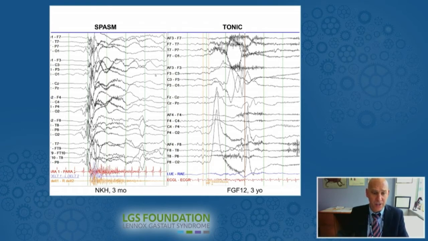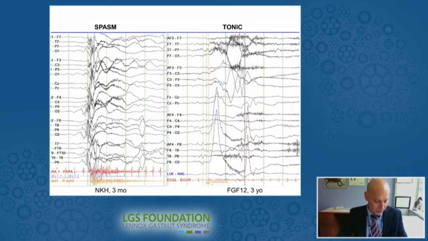and tonic seizures. Here are two EEGs from two vastly different patients: a patient with NKH currently hospitalized right behind me, a 3-month-old with really very forcible spasms. And here's a patient, I think discharged by now, a 3-year-old with an FGF12 mutation with tonic seizures. This EEG is a bit messy, but they have the same broad non-localizing spike early on, followed by decrement and fast activity.